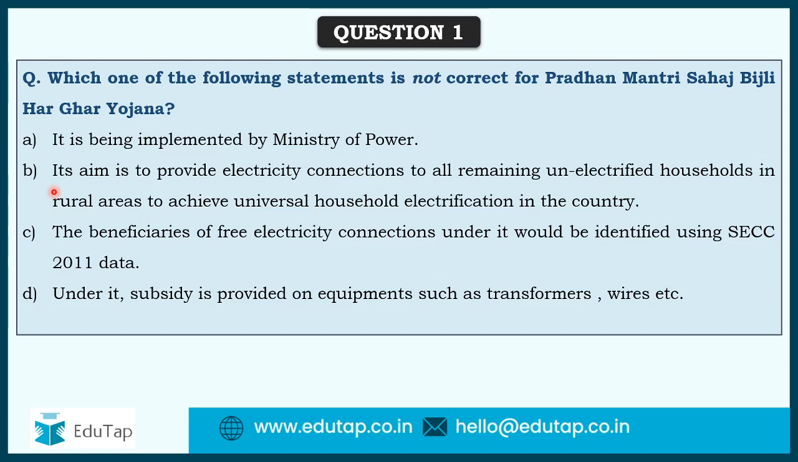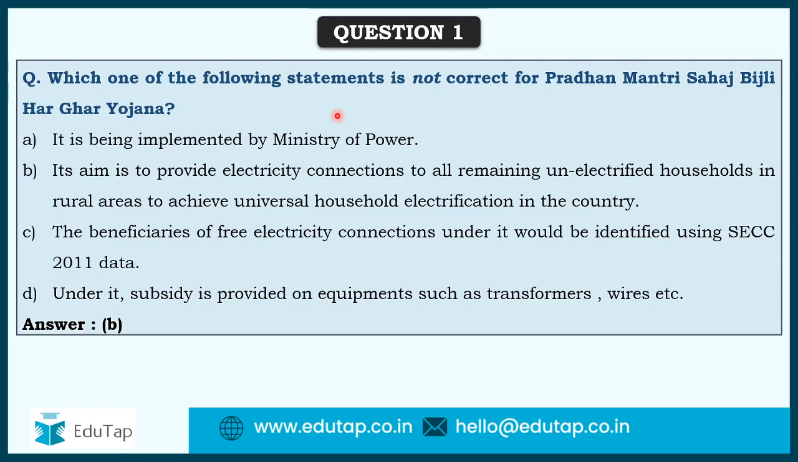C says beneficiaries of free electricity connections under it would be identified using SECC 2011 data. So this is a kind of thing you can answer only if you have read the scheme. That is what I am telling you now, right? So this is correct. Beneficiaries would be identified using this particular data only. D is, under it, subsidy is provided on equipment such as transformers, wires, etc. So I have told you that options A and C are correct. Now you are left with B and D to answer, which is the not correct statement you have to identify.